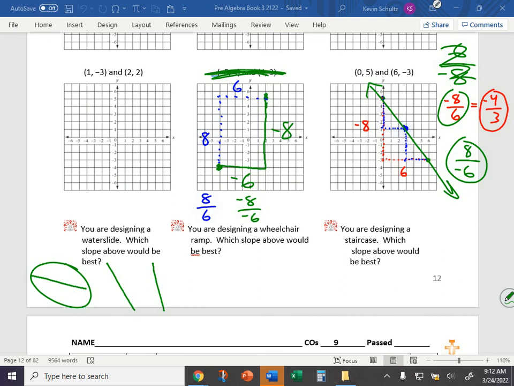All right, homework tomorrow. If you did not finish the packet, I'll expect that tomorrow as well. That's my math.